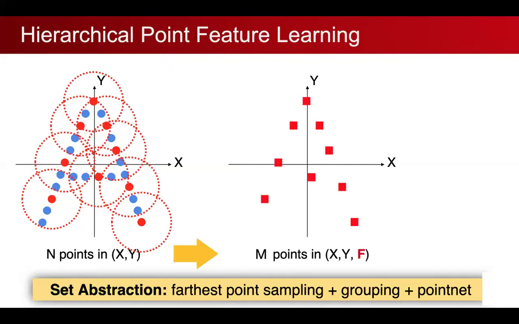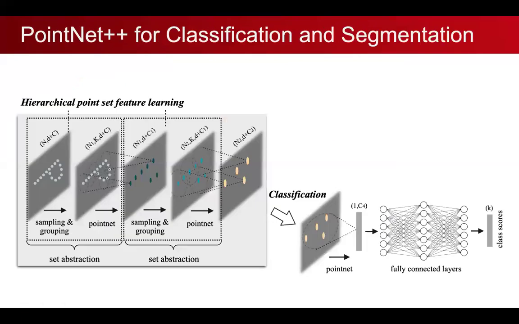Basically, we combine this farthest point sampling from the region with grouping to create the region to be processed, and apply PointNet to the points within each region. And so this is basically the architecture for PointNet++ for classification and segmentation. Note that here we have this set abstraction where we do sampling and grouping, and then apply PointNets to the results, and keep doing this.